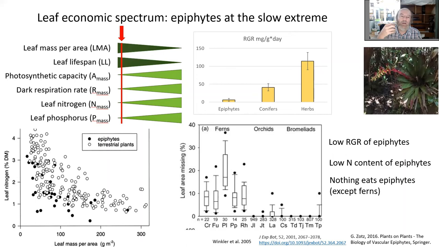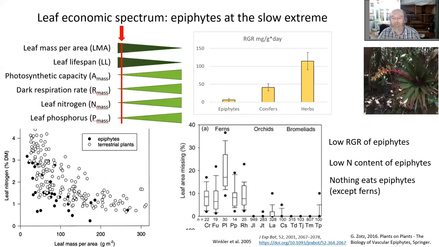So this is an example of leaf nitrogen for epiphytes and terrestrial plants across the gradient of leaf mass per area. So you can see that epiphytes are always on the lower side for nitrogen. The same goes for the growth rate, especially compared to herbaceous plants. And they are extremely well defended from herbivores.